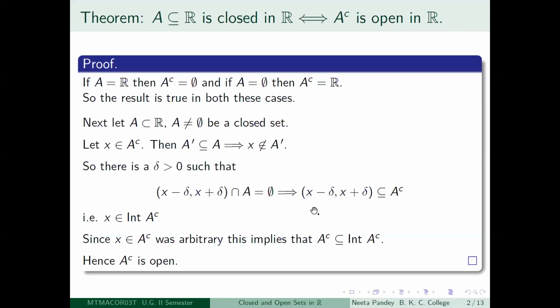But that means that this delta neighborhood of x is a subset of A complement. But that implies that this point x is actually an interior point of A complement. So you had started with any arbitrary point of A complement and you are showing that it is an interior point of A complement. Therefore, what you have proved is that A complement is a subset of the interior of A complement. Hence, by definition, your A complement is an open subset of R. So one way you have proved.